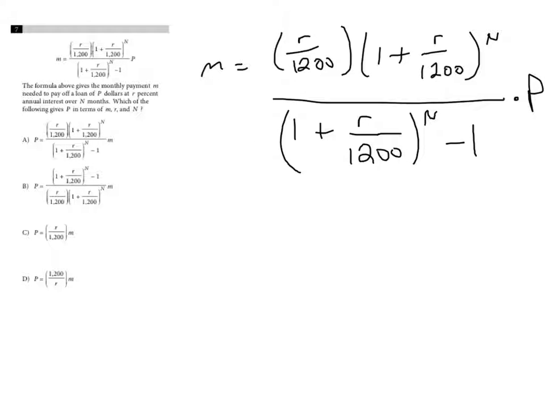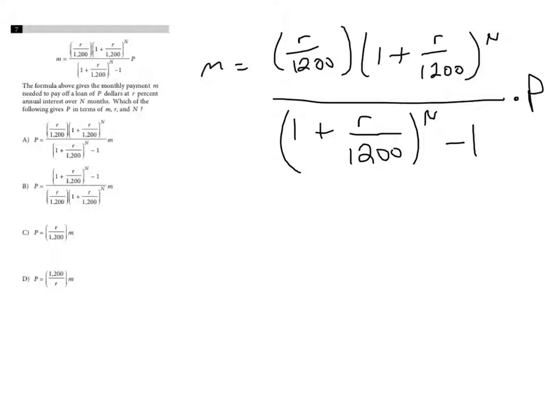Okay, now we're looking at number 7 here on this test. It says the formula above gives a monthly payment, M, needed to pay off a loan of P dollars at R% annual interest over N months. Which of the following gives P in terms of M, R, and N? So we have monthly payment, denoted by M, same thing for P in dollars, same thing for R, percent annual interest, and N is months.